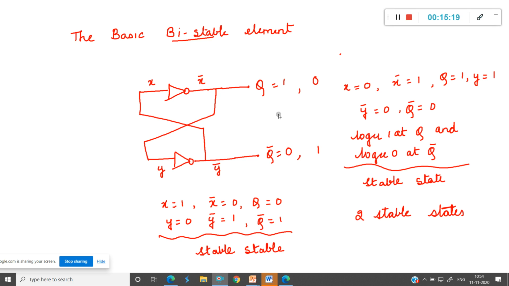Okay, so what is the third state? Metastable state. When Q and Q bar are halfway between reaching the logic levels, 1 and 0, that is known as metastable state. A small change in any of the input signals may quickly cause the basic bistable element to leave the metastable state and enter into one of its stable states. Any noise or any change in the input signals may cause the Q and Q bar outputs to move away from the metastable state to a stable state.